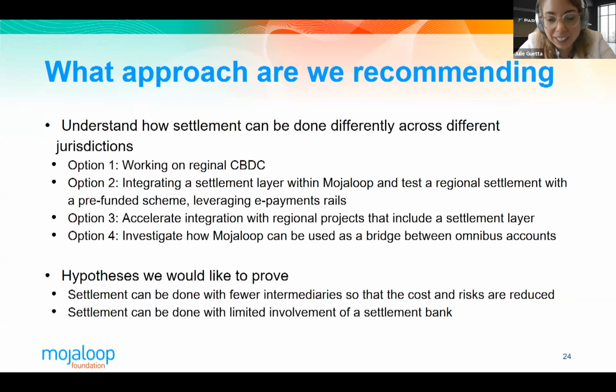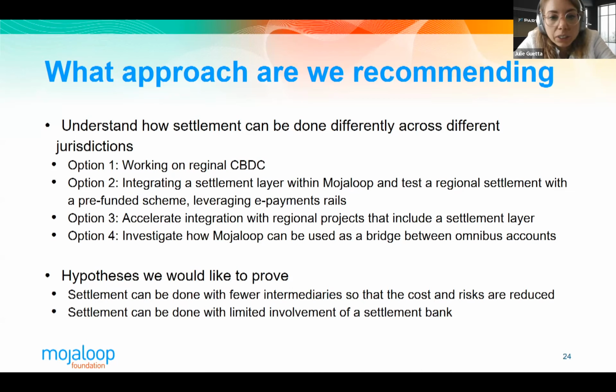So what are the approaches you listed? I think the idea is to look at various solutions to reduce the cost of settlement. The first one is to potentially work on a regional CBDC and see how we can use this mechanism to settle payments. Option 2 could be integrating a settlement layer within Mojaloop and testing it on a regional settlement with potentially a pre-funded scheme, leveraging the existing e-payments rail. What I call the e-payments rail is one usually maintained by central banks.